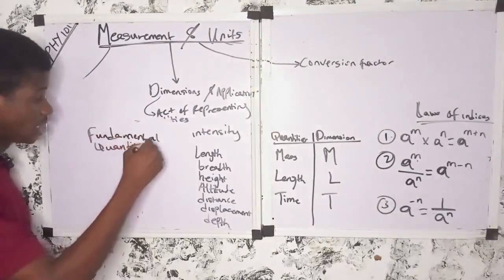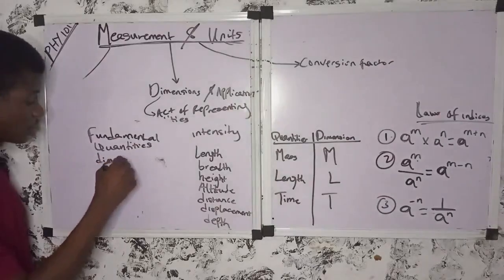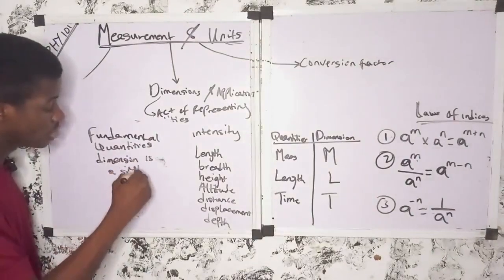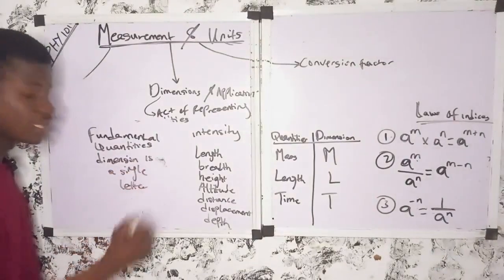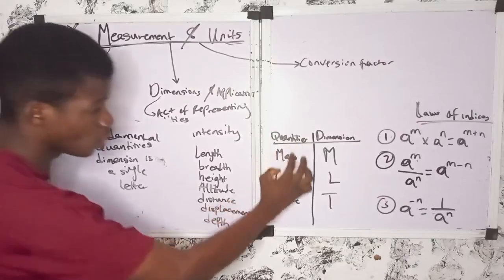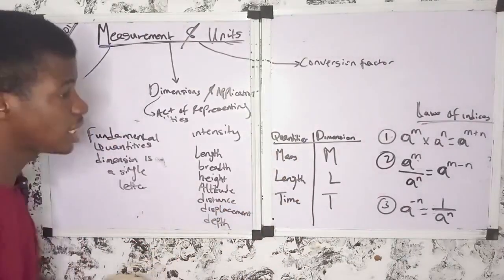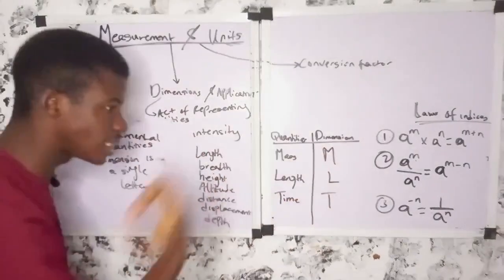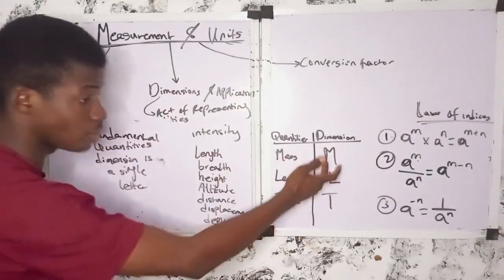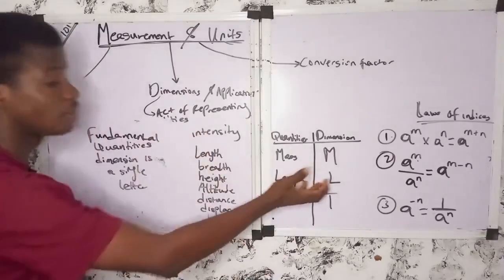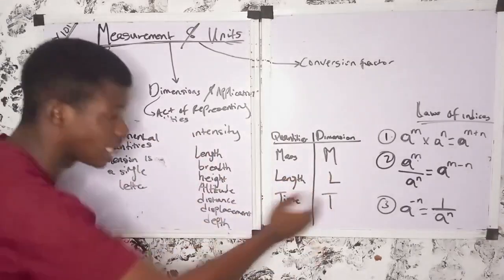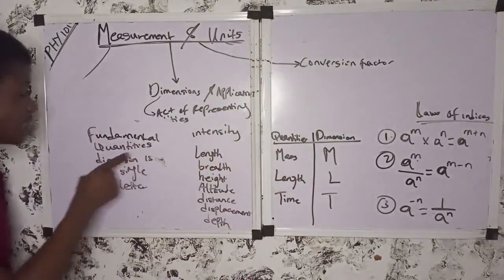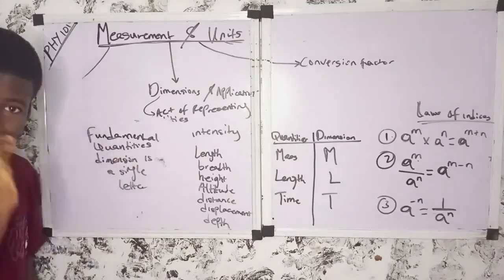Fundamental quantities' dimension is a single letter. If you look at these quantities here, they are fundamental quantities. And the dimension is only made up of one letter. Look at mass: the dimension of mass is capital letter M. Dimension of length is capital letter L. Dimension of time is capital letter T. I don't know if you understand, because they are fundamental quantities. Fundamental quantities' dimension is a single letter.